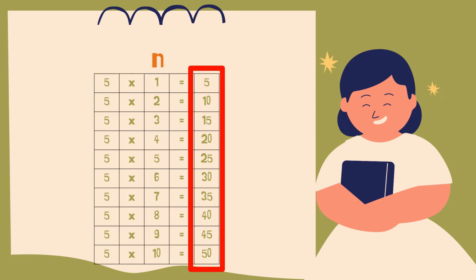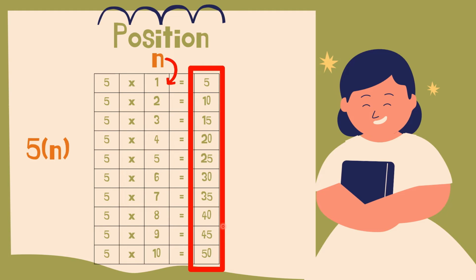Again, 1, 2, 3, 4, 5, 6, 7, 8, 9, 10 is what we call position, and we are going to represent it by the letter N. So now, the rule here is 5 times N. If we want to know the term in the 8th term, just multiply 5 times n. Replace n by 8 and you get 40.